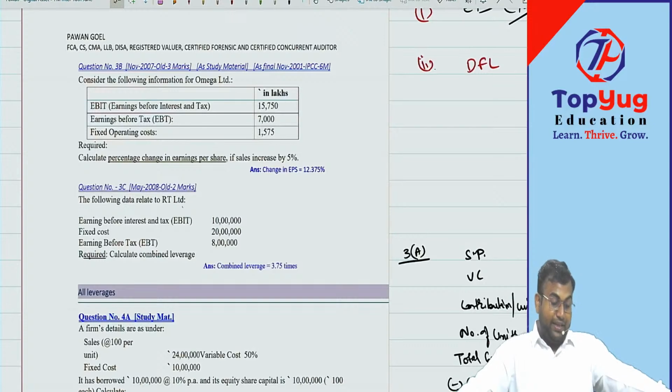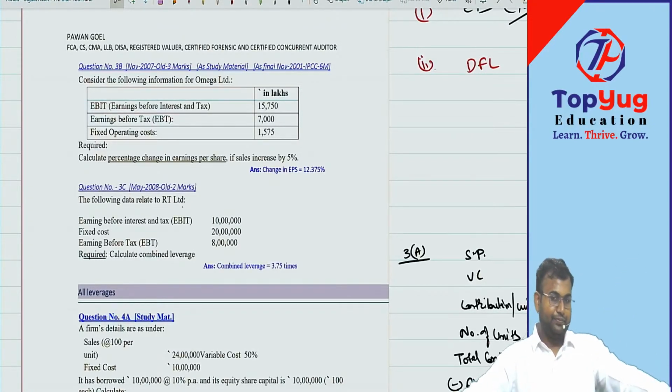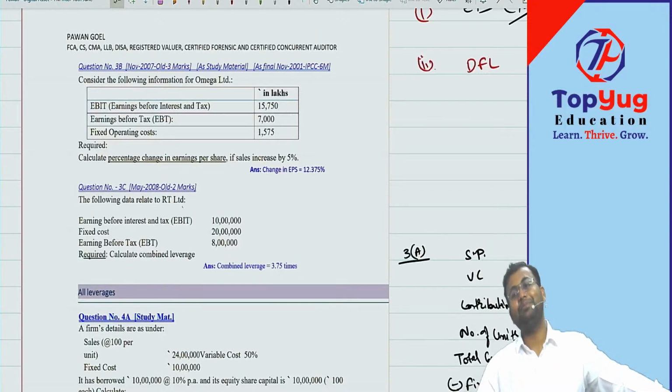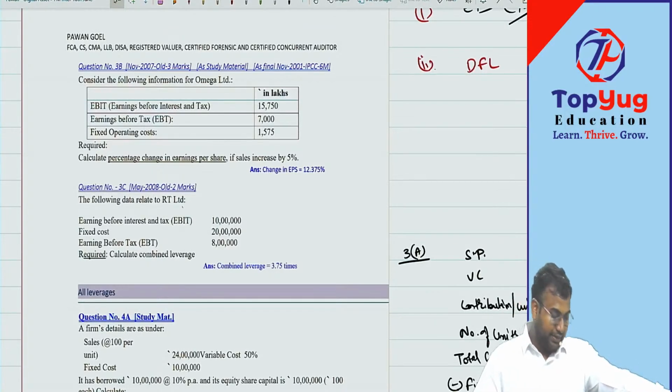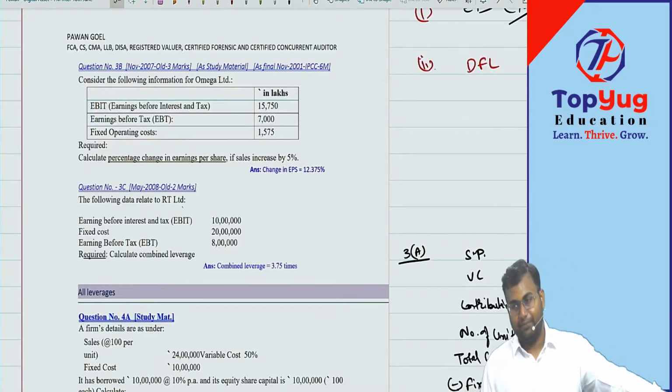Then you have an EBT of 7,000. EBIT is given, direct EBT is given. Your mind should start working then that this fellow would not have given interest number to you. Correct? Fixed operating cost is 1575. Calculate the percentage of change in EPS if the sales increases by 5%.